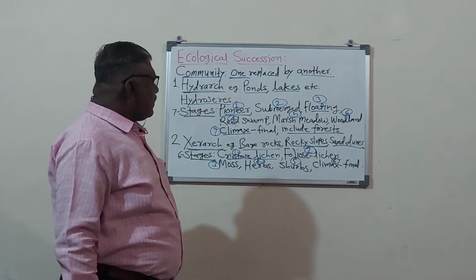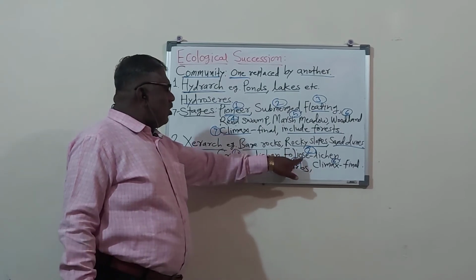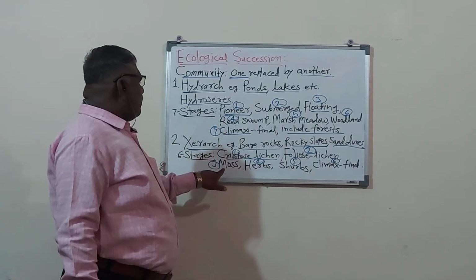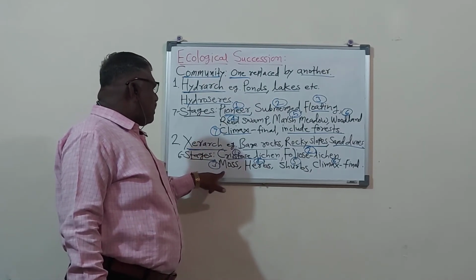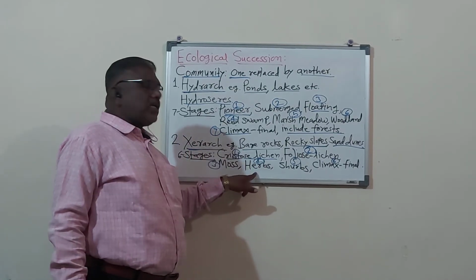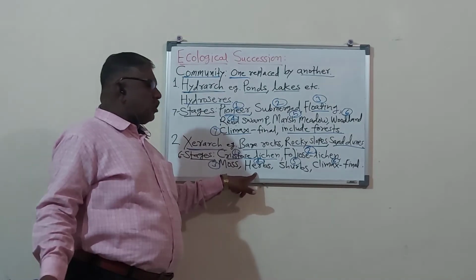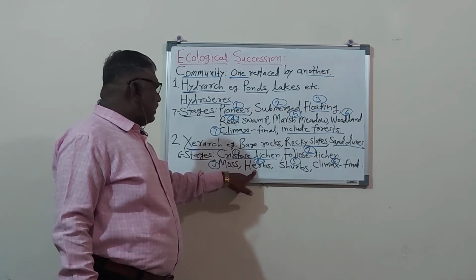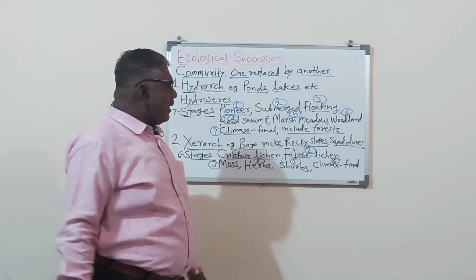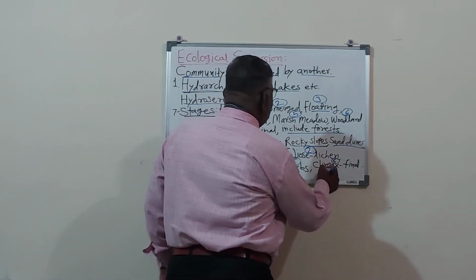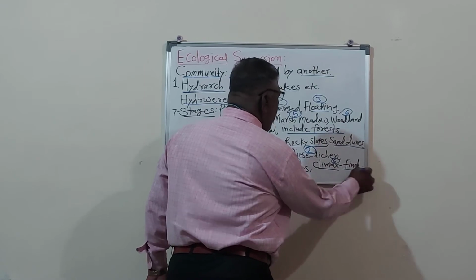Now after some days, the foliose lichen stage is replaced by the moss stage. After some days, this moss stage is replaced by the herbs. Herbs are replaced by the shrubs. And shrubs are replaced by the climax. And climax is nothing but the forest, or the final stage.